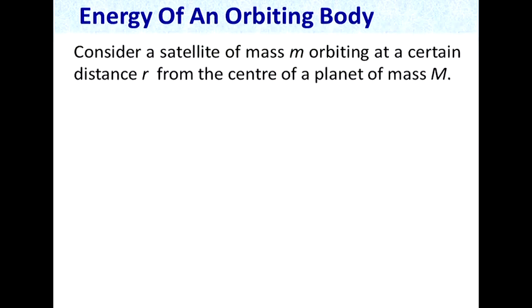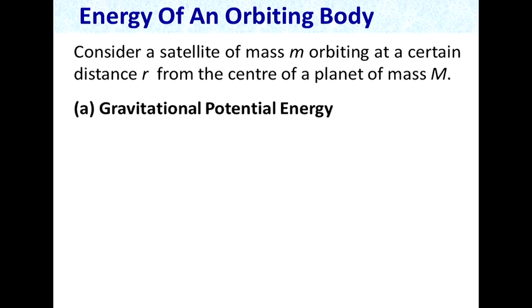And then finally, we look at how to determine the various energies that an orbiting body possesses. Now we have a satellite, mass small m, orbiting at a distance r from the center of a planet. This planet has mass big M. The GPE possessed by this satellite, we can just quote, we have learned this. GPE is always negative, minus GMm over r.